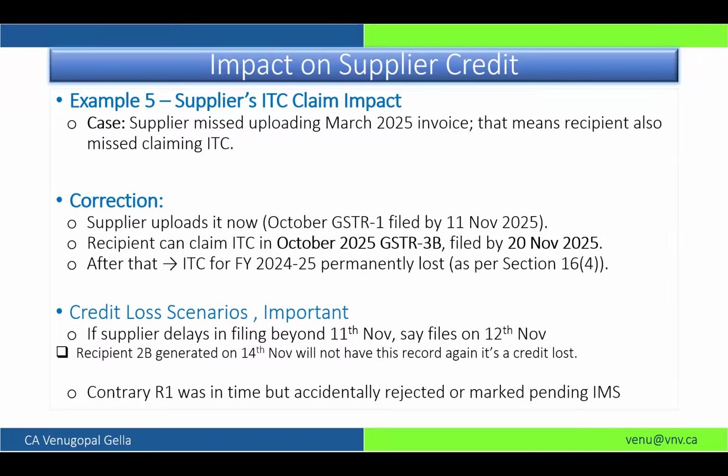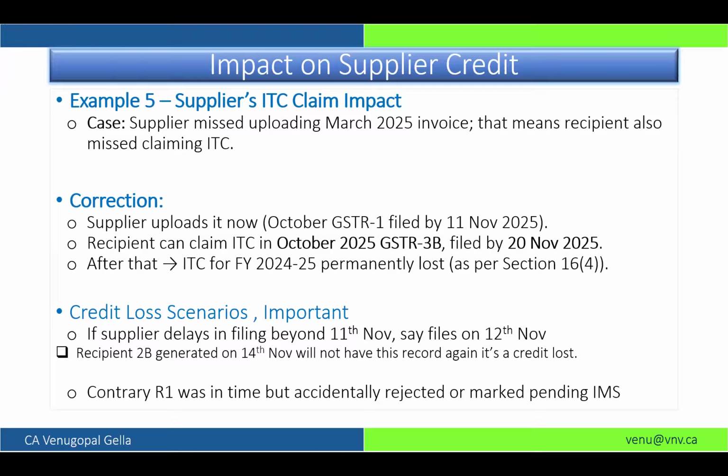Anything R1 filed on 12th November would be visible in the 2B of the next month. If it is visible in the 2B of the next month, that means you are losing the time limit of 30th November. Hence, again, you will be losing the credit. So the definition of 30th November changes from time to time.